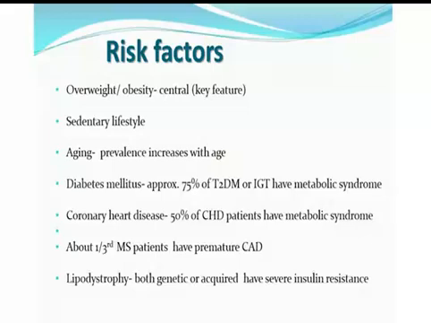to do that. So aging, because we know that the life expectancy has increased over the last few decades, and with aging comes the risk of metabolic syndrome, diabetes, hypertension, and ischemic heart disease. 75% of the type 2 diabetics or even those who have pre-diabetes would have metabolic syndrome, and 50% of the coronary heart disease patients have metabolic syndrome, and about 1/3 of the metabolic syndrome patients would be having premature coronary artery disease. And then there are different forms of lipodystrophies, both genetic and acquired, which have severe insulin resistance and can impose a risk to develop metabolic syndrome.